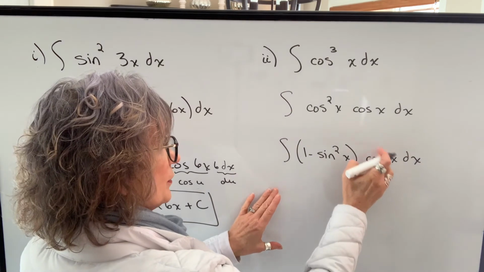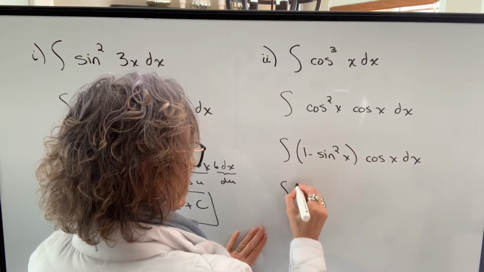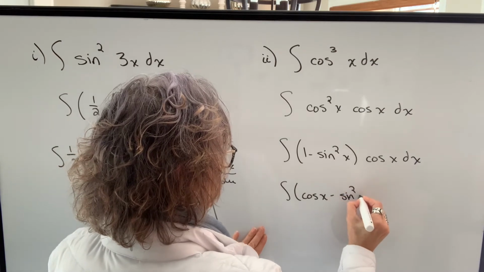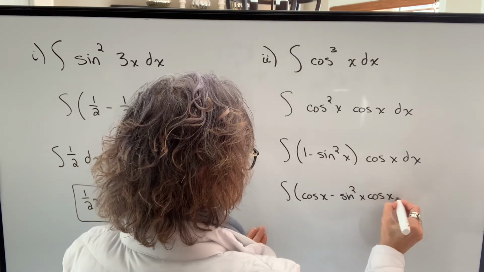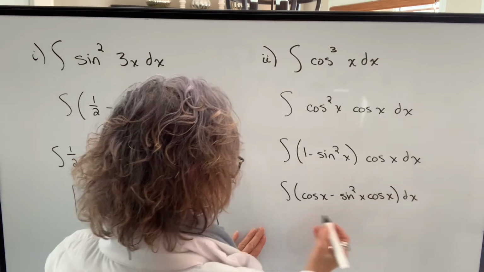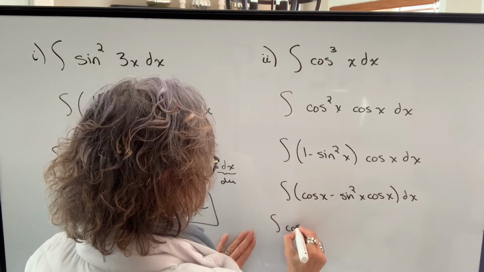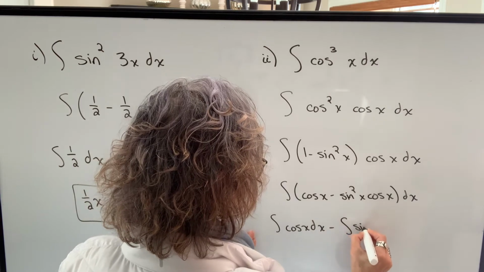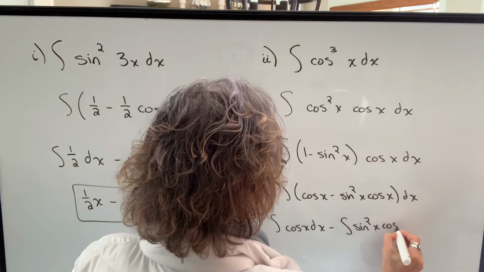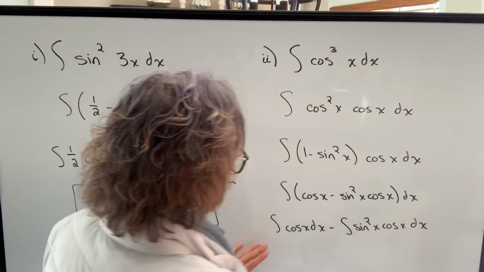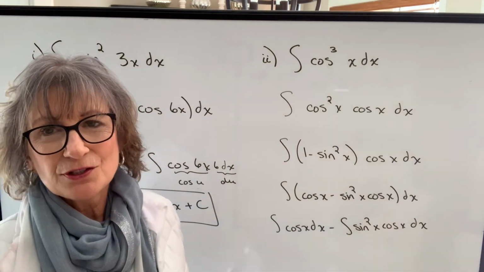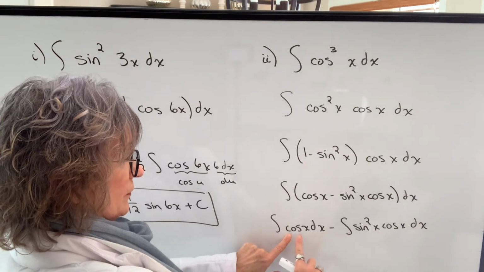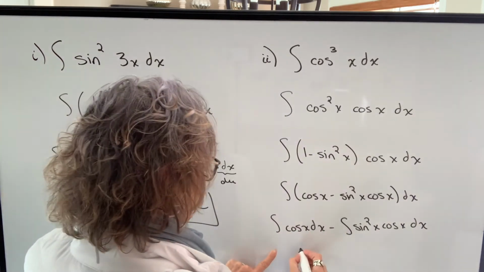Now I can distribute this cos x, so it's going to be the integral of cos x minus sine squared x cos x. And if you want to break up the integrals, you can. So that will be the integral of cos x dx minus the integral of sine squared x cos x dx. Because I'm going to have different patterns of integration. This is just simply cos of u du. So the integral of cos of x dx will just be sine of x.